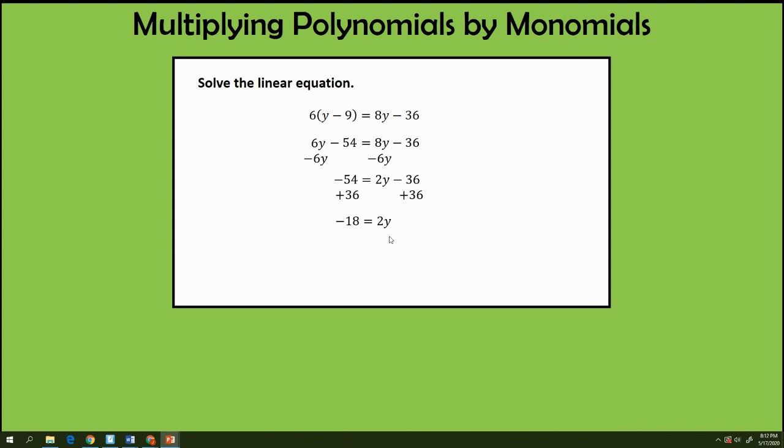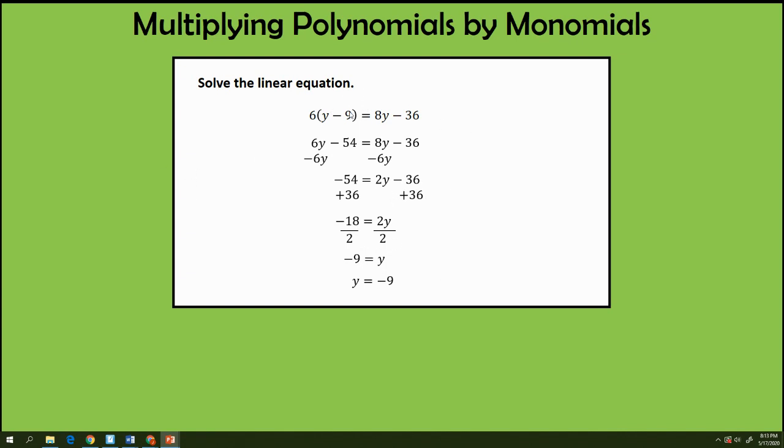So I now have the variable term isolated. I now want to make the coefficient become a 1. Because y is being multiplied by 2, I'm going to divide each side by 2. 2 divided by 2 is 1. 1 times y is y. That isolates the variable term. Negative 18 divided by 2 is negative 9. y equals negative 9 is my solution.